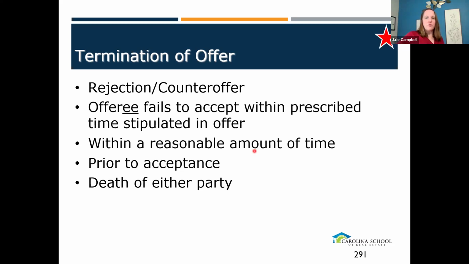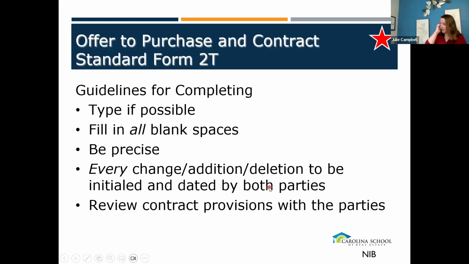So let's talk specifically. We're getting closer and closer to looking at our standard offer to purchase and contract. But before we do that, let's talk about a few things. First off, our more commonly used forms come with guidelines for completion. The forms committee has provided guidelines for completion. So just to review, this isn't in your book. I'm going off book for just a second. When it comes to agents completing this offer to purchase and contract, we need to type, if at all possible.